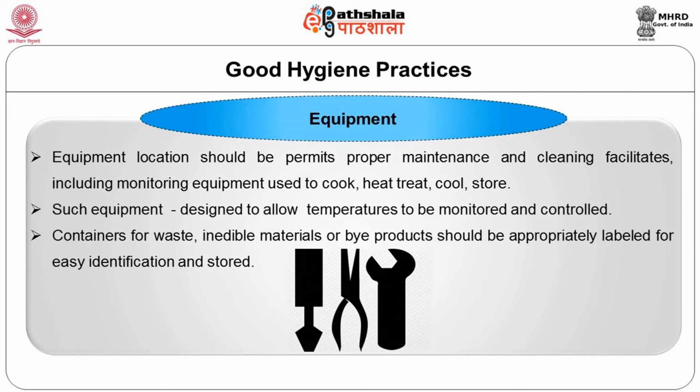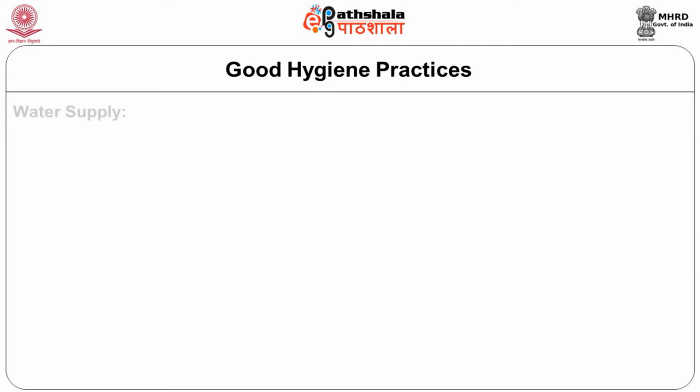Containers of waste: whatever waste is generated during food processing, inedible materials or byproducts, should be appropriately labeled for easy identification and stored. Many times if proper identification is not made, there is every chance that cross-contamination can happen. So appropriate labeling has to be done even for the waste, the other materials, or even byproducts.